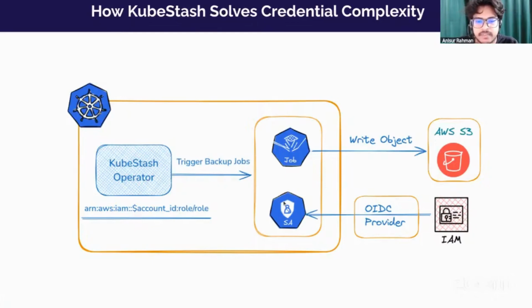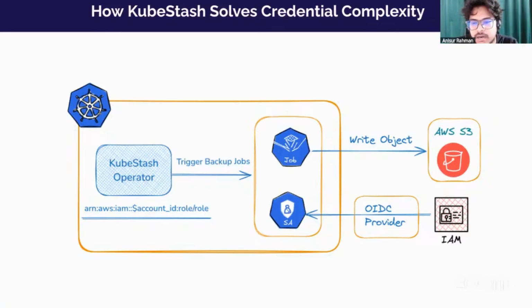That means the backup job service account also has the same access that the KubeStash operator has. So when the service account has the annotation, how does the service account identify itself as a gateway for OIDC, for the credentials or token from the OIDC provider?